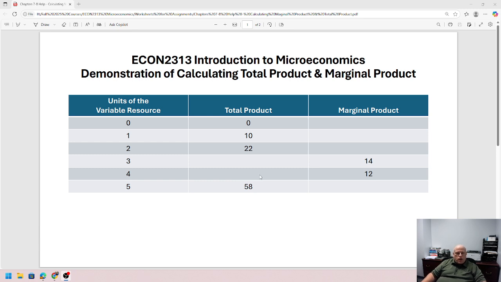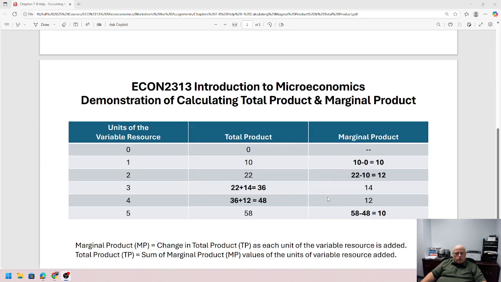basically what you would do here is, of course, if you remember from what you learned in the textbook, total product is just the sum of all the individual marginal products for however many units of the variable resource you're looking at. And then marginal product is the change in total product as you move from one unit of a variable resource to the next. Okay, so let me scroll down here just a little bit.